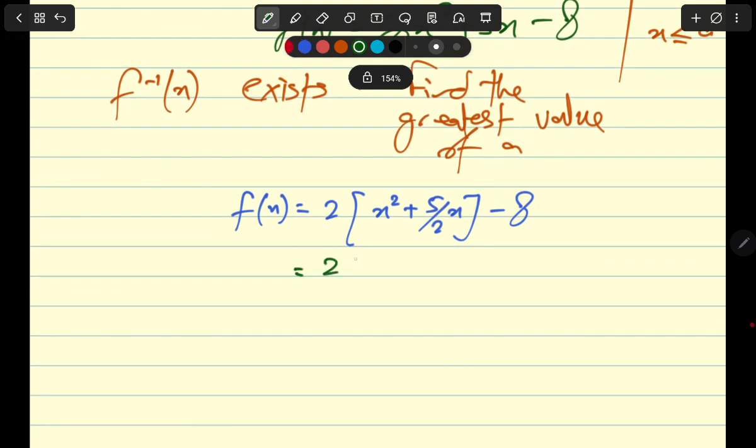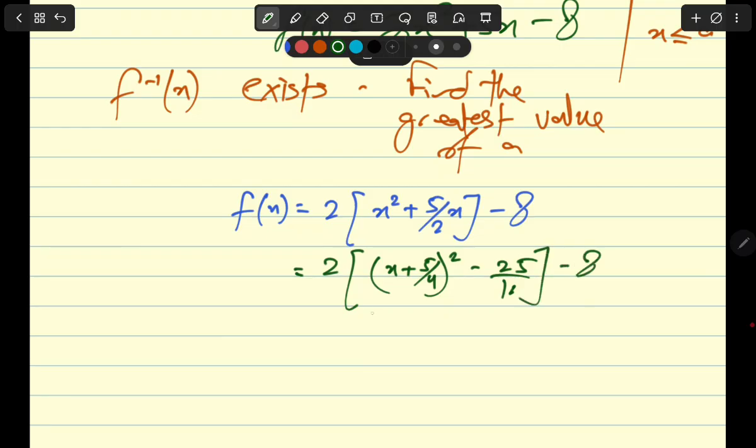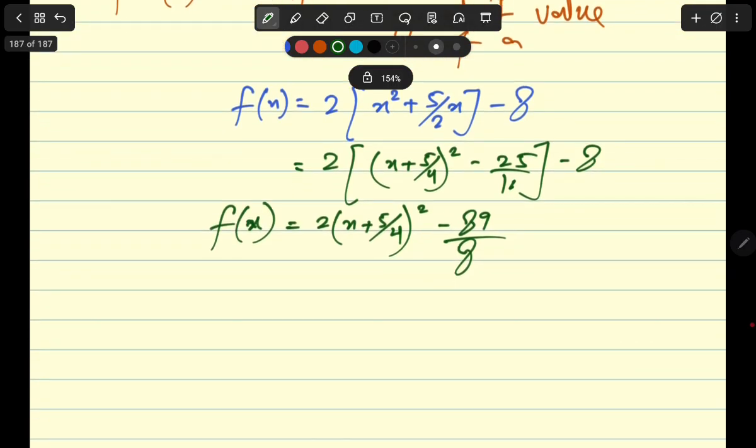So now this becomes 2 square bracket x plus 5 upon 4 whole square minus 5 upon 4 whole square, that is 25 upon 16, minus 8. So this becomes 2 times (x plus 5 upon 4) whole square minus (25 minus 64) upon 8. So minus 25 minus 64 is going to be minus 89. So this is going to be minus 89 upon 8. So this is our completed square form of our actual function.